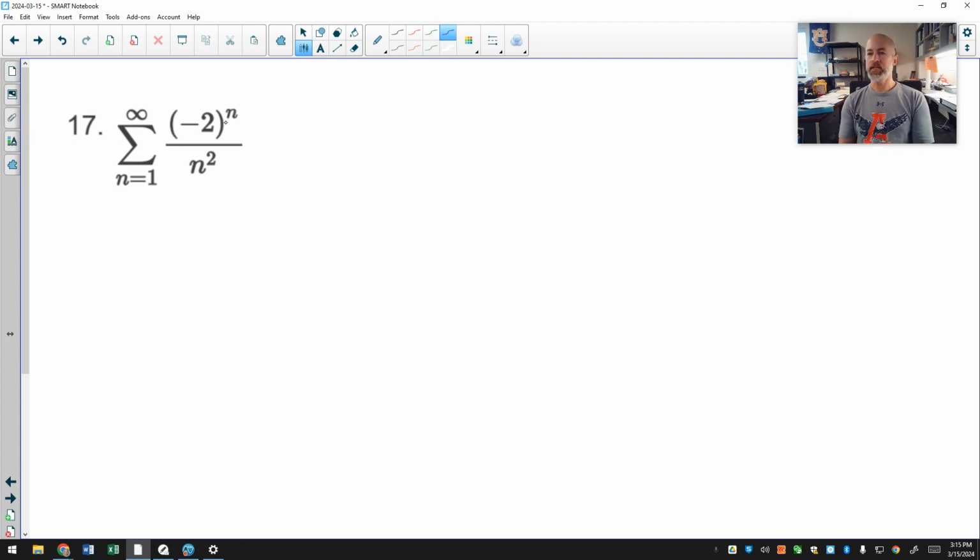So number 17, I see the combination of an exponential along with a power function in the denominator. So that's one of the things I look for that kind of triggers my thought that this might need to be done with the ratio test. So I'll do the limit as n goes to infinity.